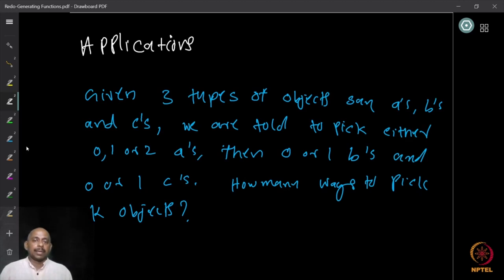Okay, let us look at a couple more applications, more real-world type questions. Let us say that we have three types of objects given, A, B and C. Given these three types of objects, we are told to pick either 0 or 1 or 2 A's, then 0 or 1 copies of B, and 0 or 1 copies of C. Then you can ask how many ways there are to pick k objects from here. Whatever the objects could be, there are three types: type A objects, type B objects and type C objects. You can pick either 0 or 1 or 2 A, 0 or 1 B and 0 or 1 C. So how many ways can one do this for picking k objects?